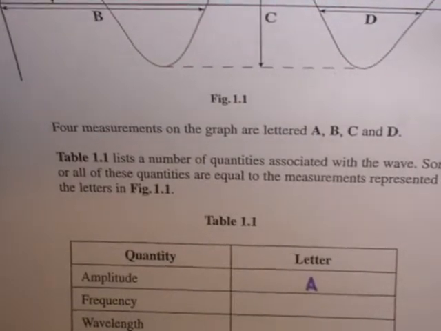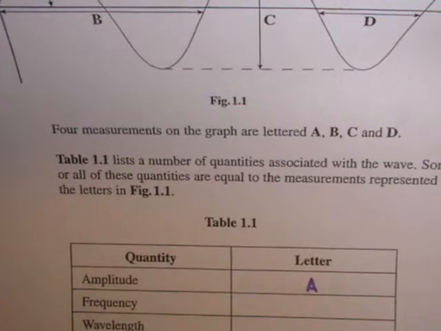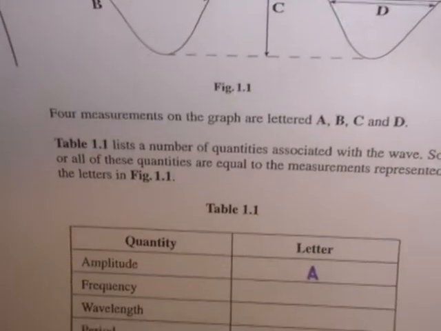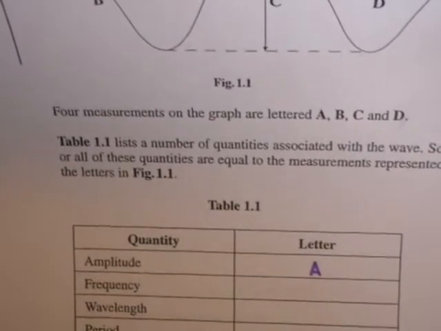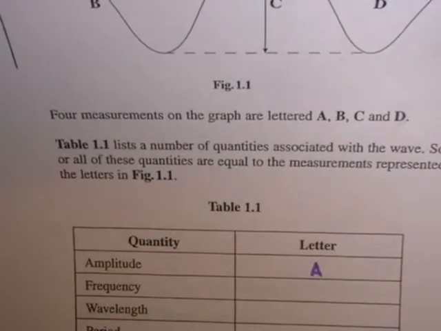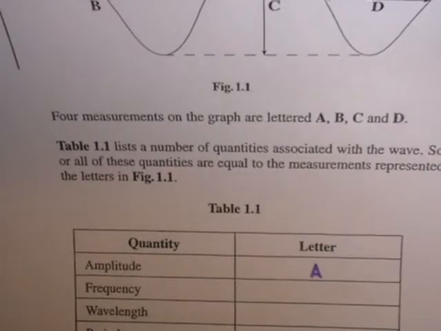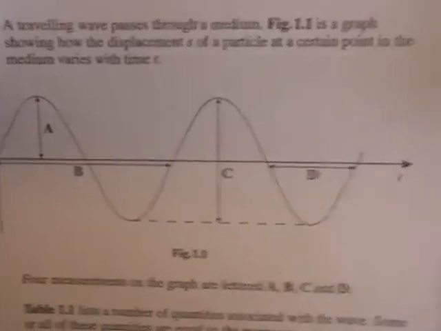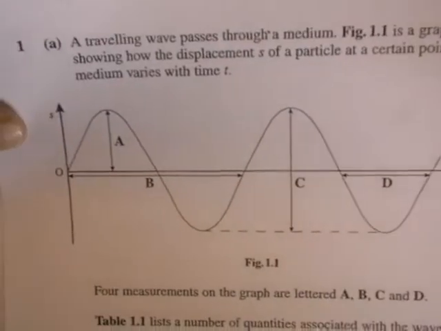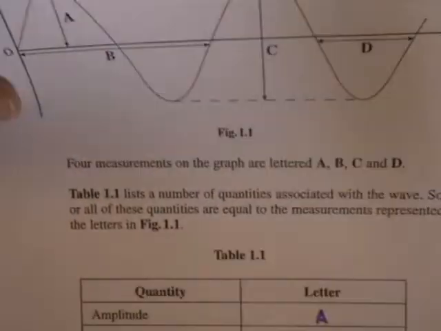Frequency is the next one, and it says complete the table. If you think that the frequency is equal to C, write the letter C in the table. If you can't find any measurement in the graph equal to frequency, write the letter N. Now there's definitely no measurement on that graph equal to frequency. There's time on the axis, frequency is measured in hertz, so obviously it's not there.